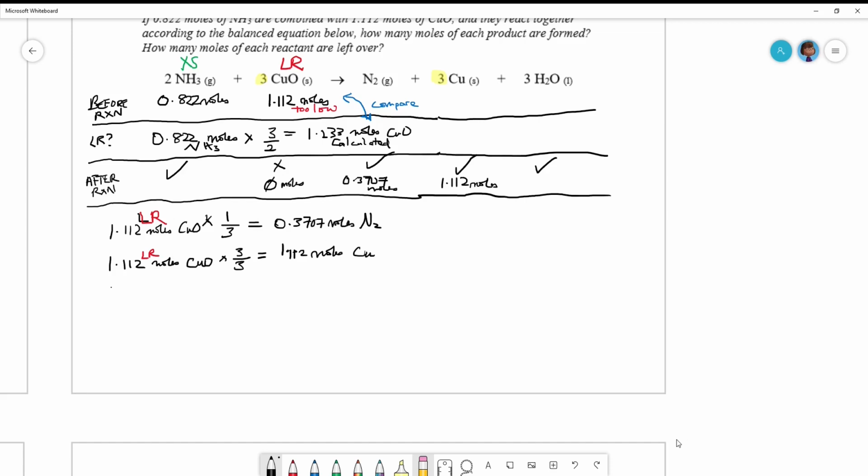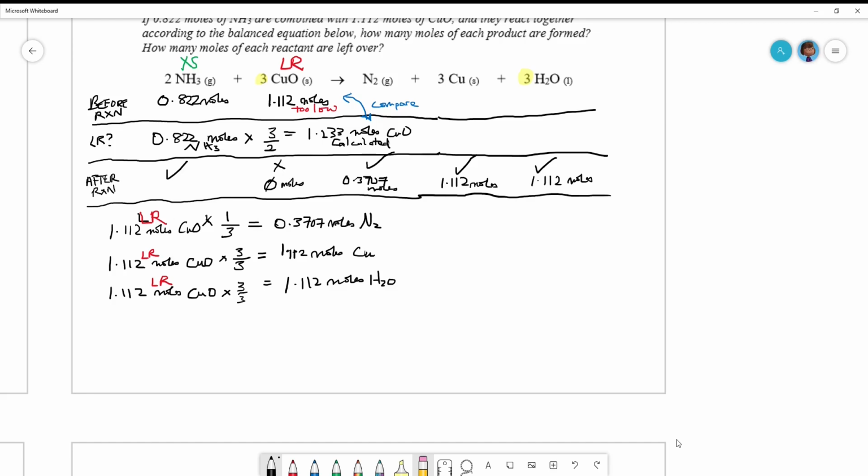And if I want to figure out the amount of water that is formed, it's going to look just like the previous problem. So again, limiting reactant for copper oxide. What's the ratio we're interested in this time? Well, now the interesting ratio is the ratio between copper oxide, our limiting reactant, and water. So also a 3:3 ratio, meaning that we're again going to get 1.112 moles of water here. Okay, so these are all the product quantities that are generated in the reaction.